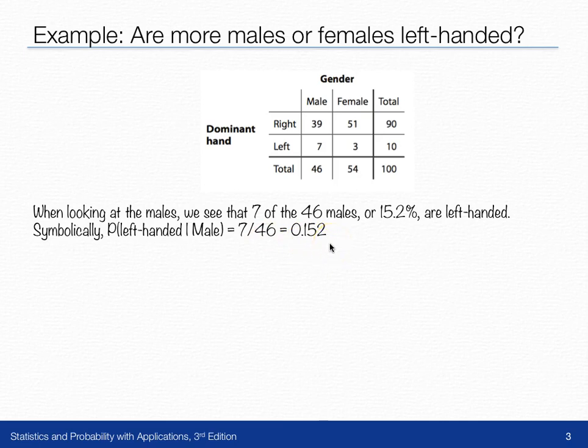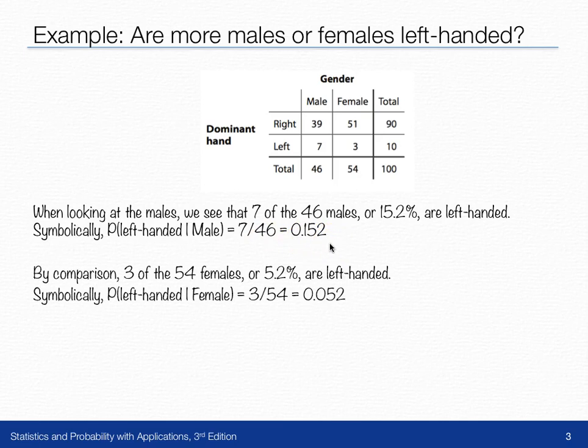Let's compare that to another group, the females. 3 of the 54 females are left-handed. Now what we see is that's only 5.2%. Symbolically, again, the probability of left-handed given female is 3 out of 54.